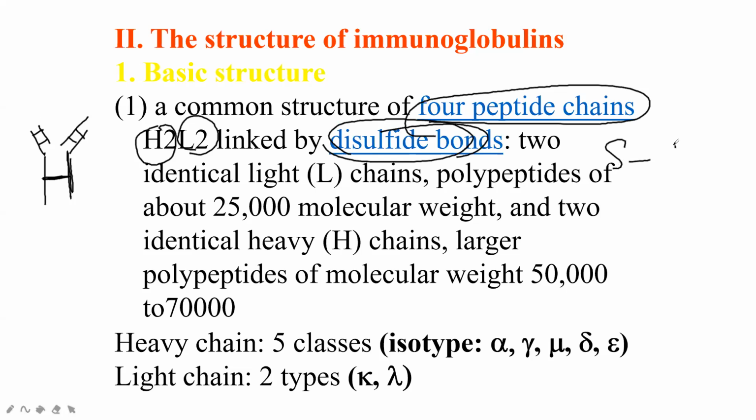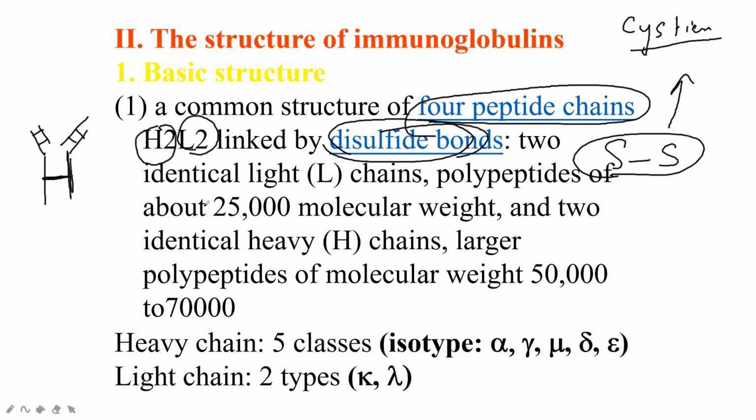It's a disulfide bond. Which amino acid has sulfur? From biochemistry, which amino acid has sulfur, important here for the disulfide bond? Cysteine amino acid.